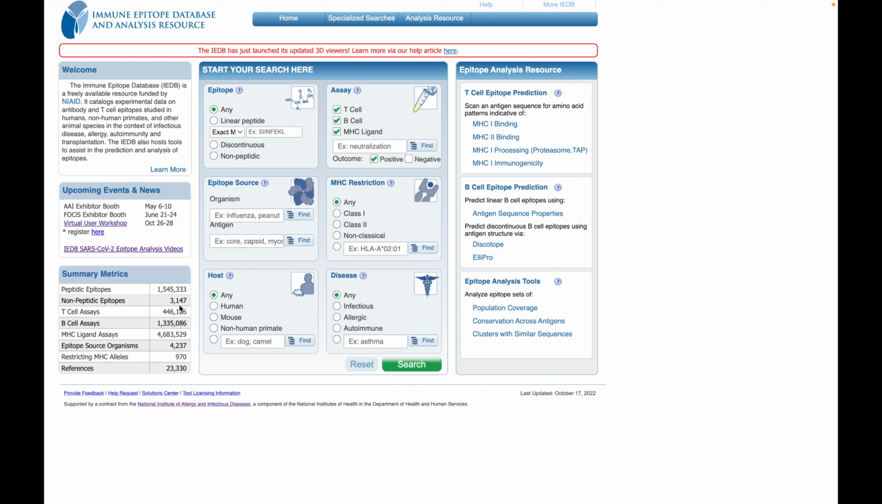The importance of this website is that it was created to assist biomedical researchers in the process of developing new vaccines, diagnostics, and therapeutics. It provides epitope analysis and prediction tools. So here we have the epitope box. We know an epitope is the part of the antigen molecule to which an antibody attaches itself.